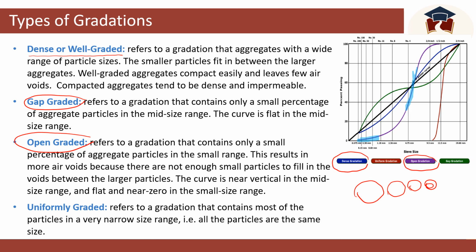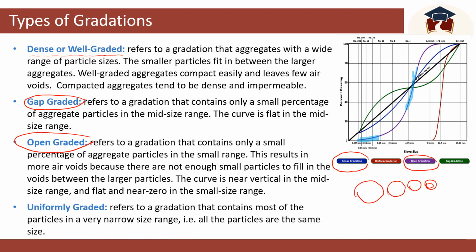So if you see the description here, open graded refers to a gradation that contains only a small percentage of aggregate particles in the small range. This results in more air void because there are not enough small particles to fill in the void between the large particles. The curve is nearly vertical in the mid size range and flat and near zero in the small size range. Now let's look at the uniformly graded.